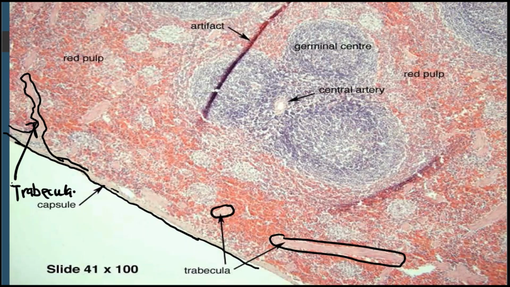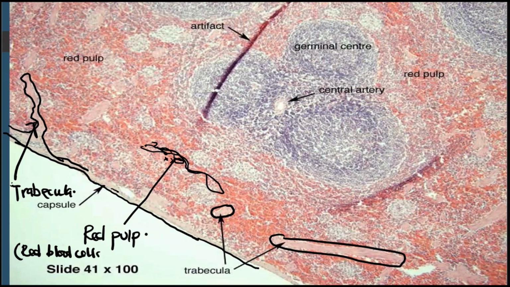Okay, the red substance that you see here, everything that appears here, this is what we call the red pulp. The red pulp has got red blood cells. That's why it appears red. So it has red blood cells and cells that are called macrophages. You know macrophages from your immunology, these are white blood cells. So the red pulp has got red blood cells and macrophages.